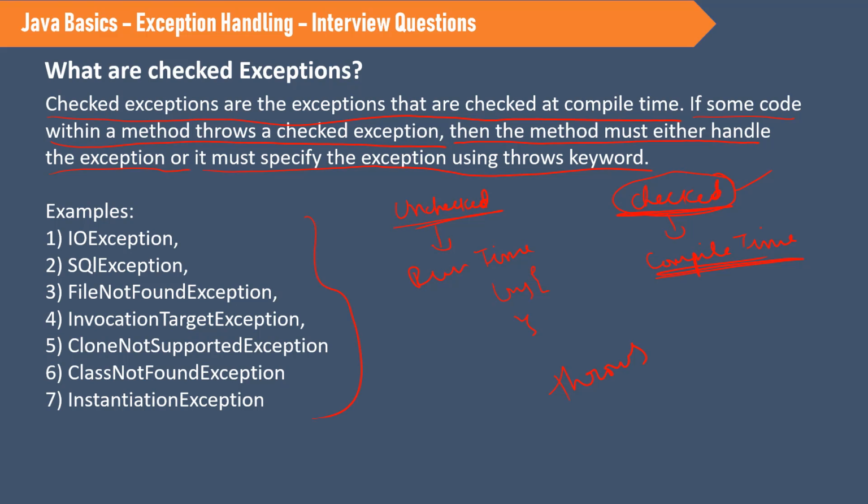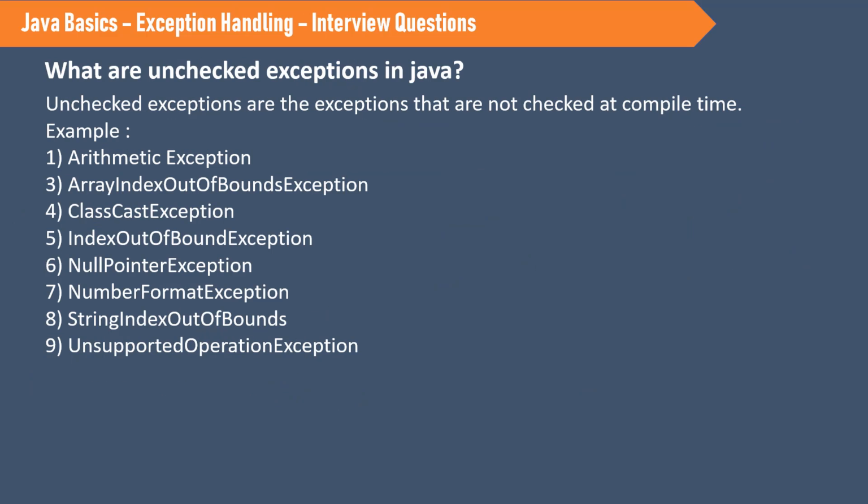So some of the examples are IO exception, SQL exception, file not found exception, invocation target exception, clone not supported exception, class not found exception, instantiation exception. So these are some of the examples of checked exceptions.